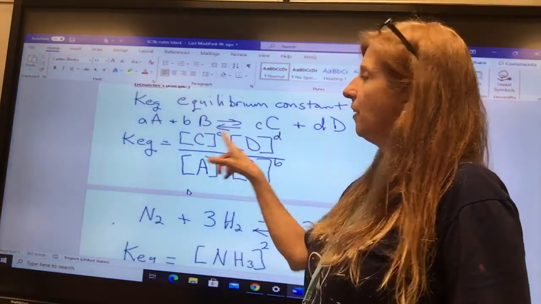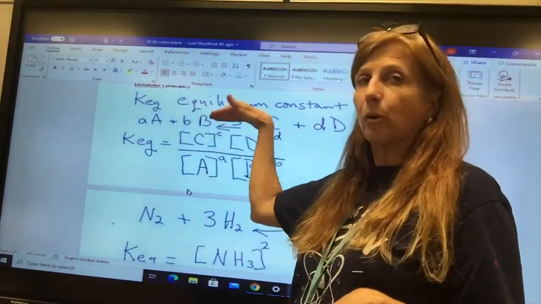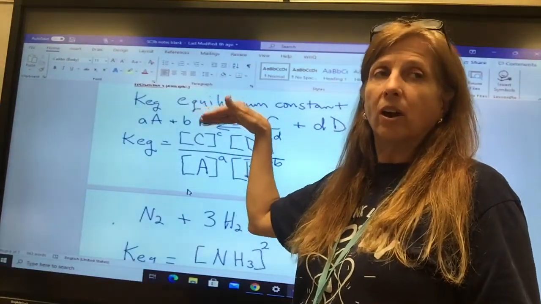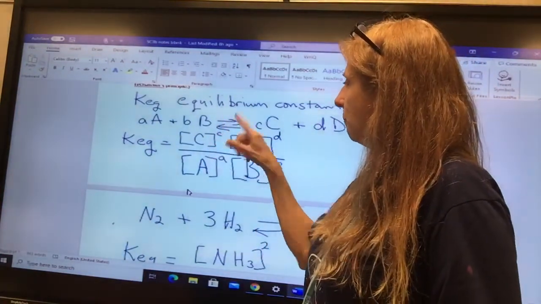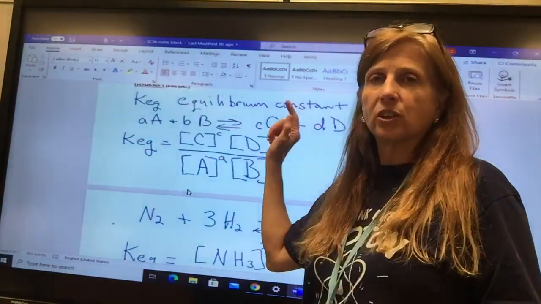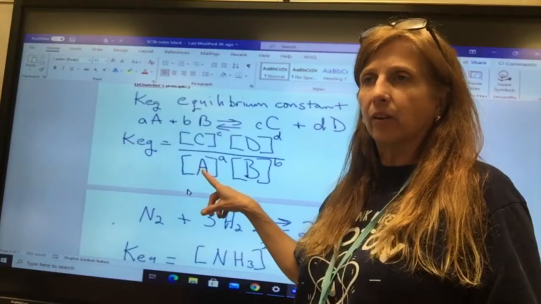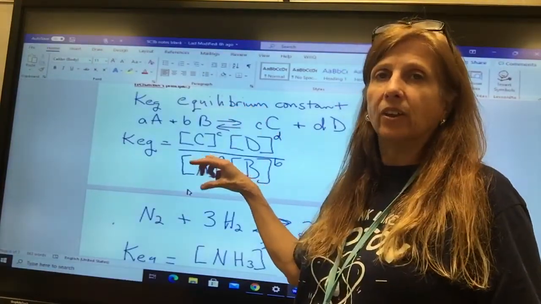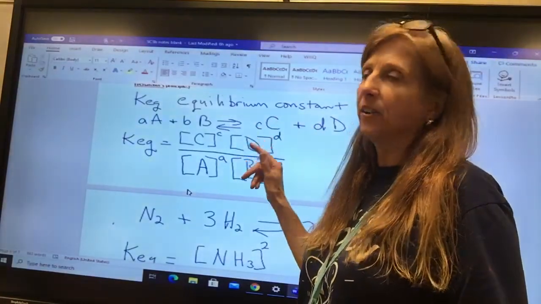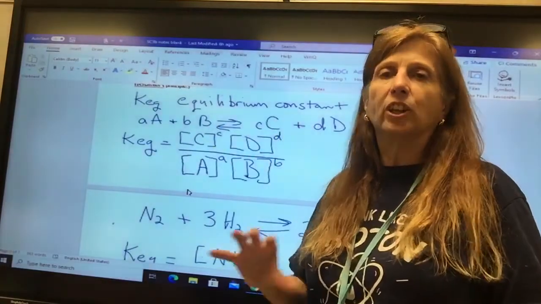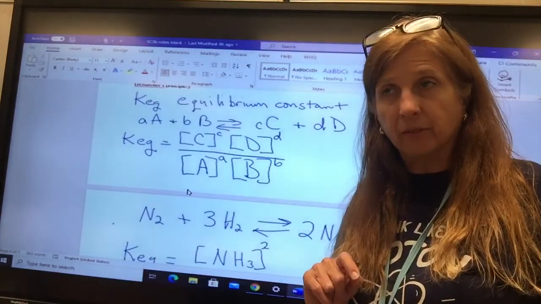Square brackets mean concentration. You put the concentration of the products in the numerator, raised to the power of the coefficient. Your exponent comes from the balanced chemical equation, and then you put the reactants in the denominator. So it's products over reactants, their concentrations raised to the coefficient from the balanced chemical equation. These concentrations will be given to you.